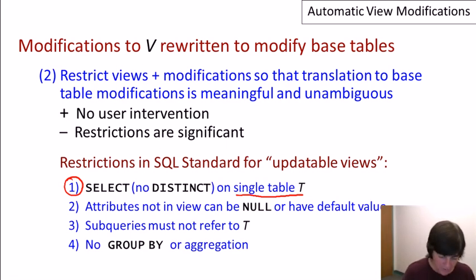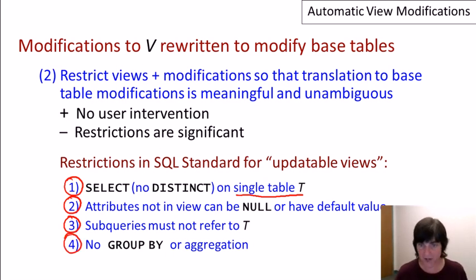Second of all, when there are attributes from T that are not in the view, in other words, there are attributes that don't appear in the select clause of the view, those attributes of the table T must be allowed to be null or they must have a default value defined for them. Third, subqueries in the view must not refer to the table T, but subqueries are allowed to refer to other tables. And finally, the view is not allowed to have group by or aggregation.